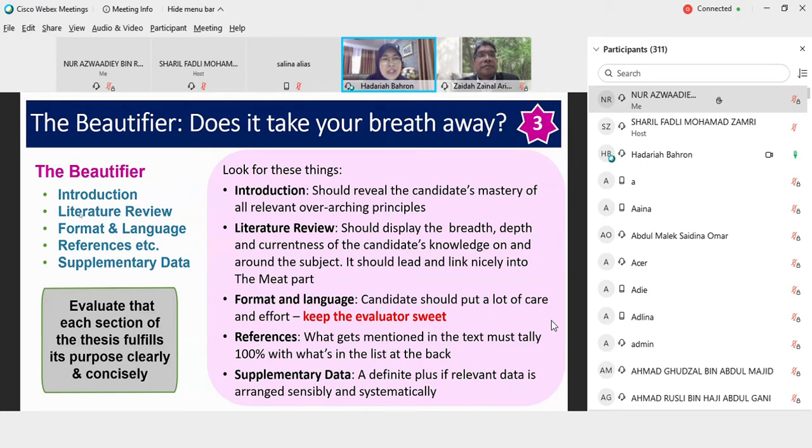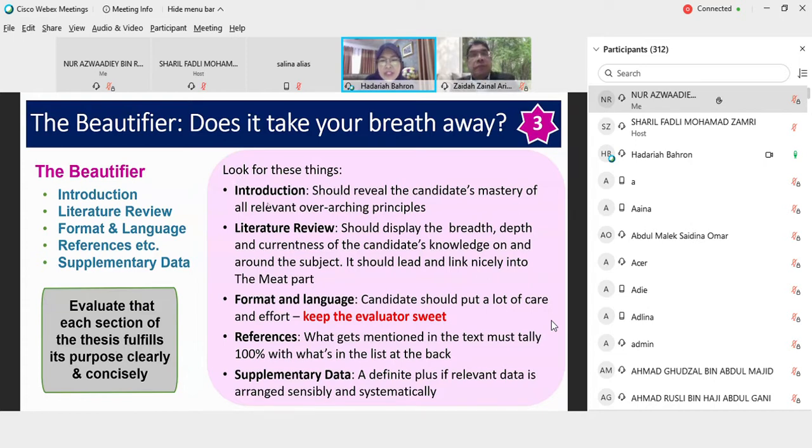The introduction, the literature review, the format and languages, references, supplementary data. The examiner will have to evaluate that each section of the thesis fulfills its purpose clearly and concisely. The examiner will be looking for these things.